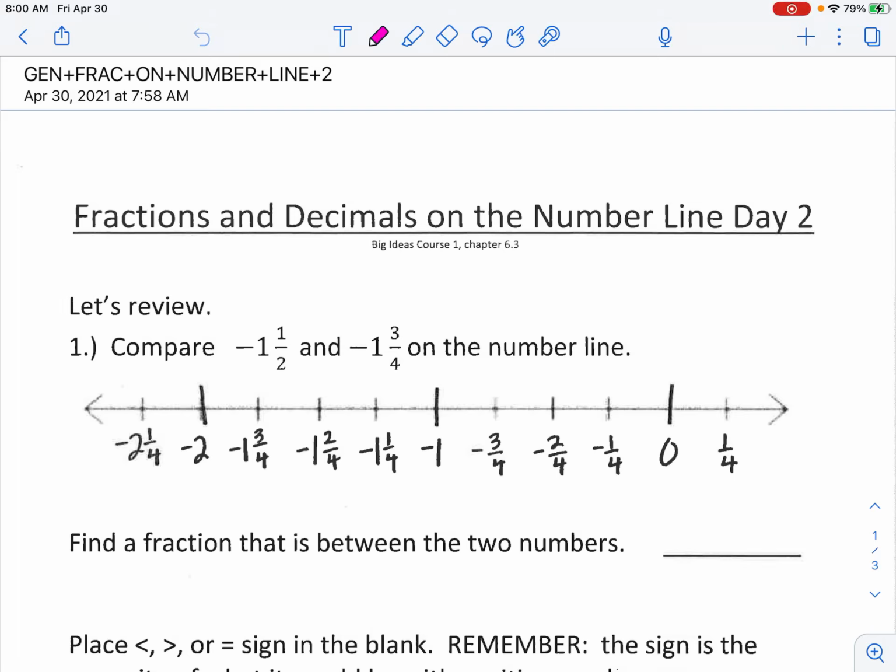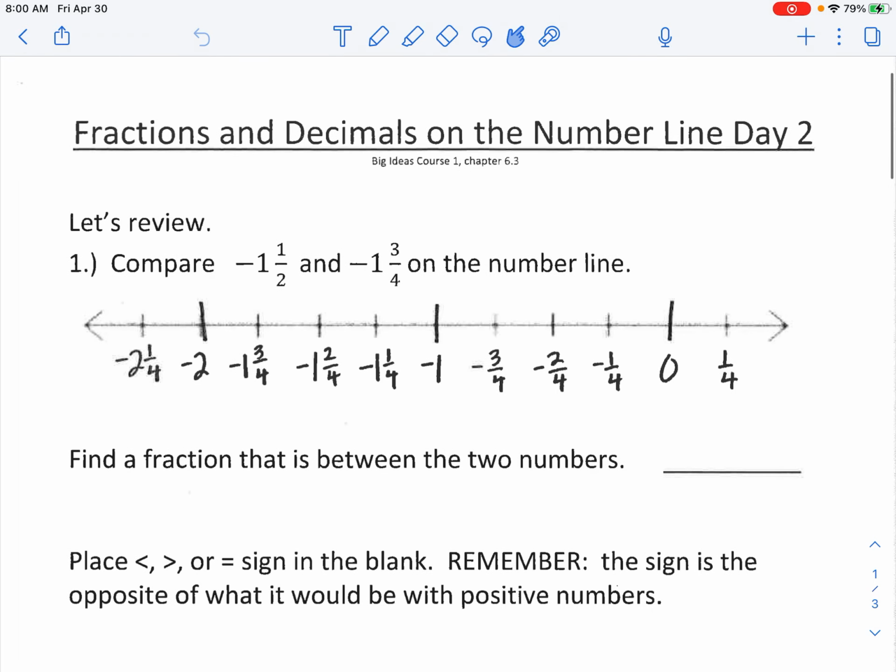Good morning. Okay, so we're going to move on to day 2 of fractions and decimals on the number line.